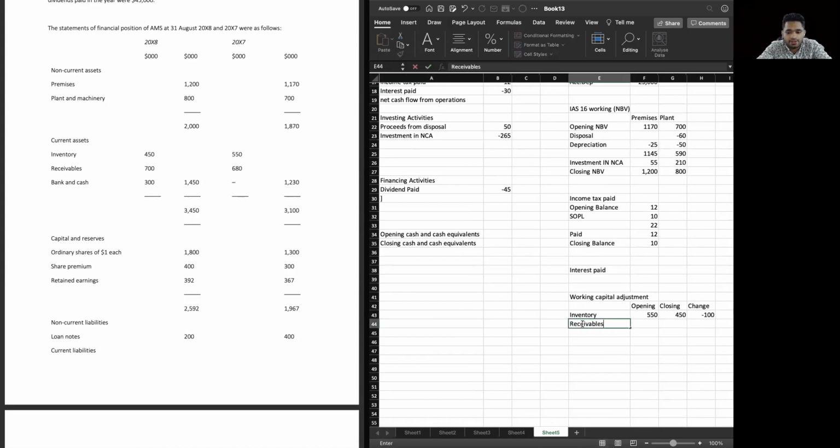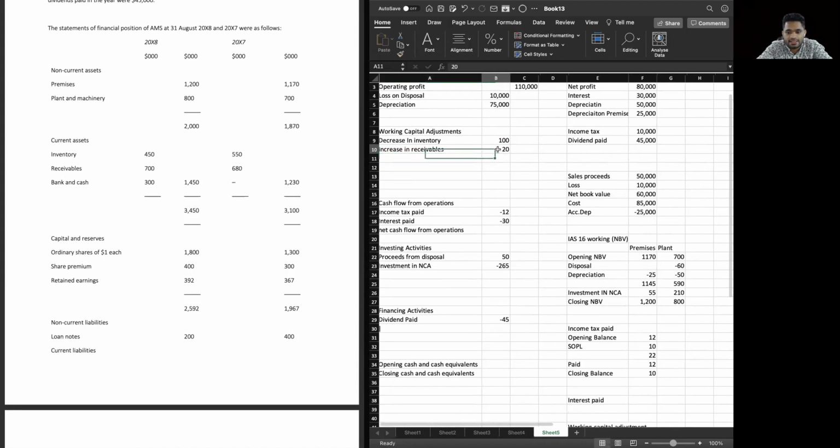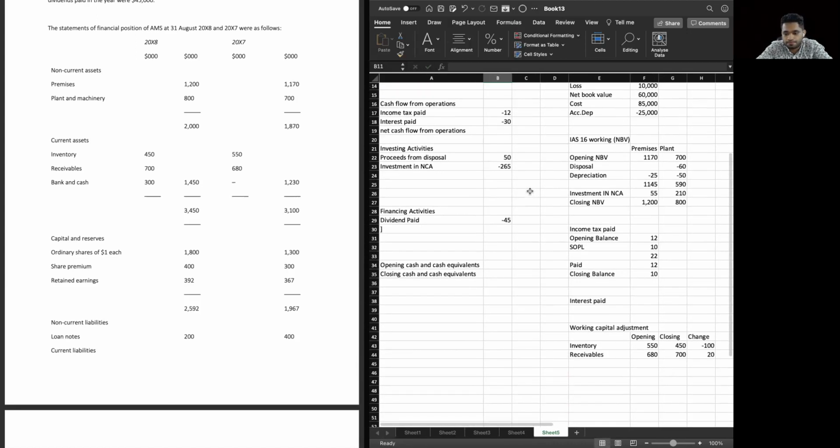Then you have your receivables. The closing balance is going to be 700. The opening balance is going to be 680. So if you look at it, your receivables have increased. That means you have received less from your receivables. So that is a cash outflow. So increase in receivables is going to be 20, which is going to be treated as a cash outflow.